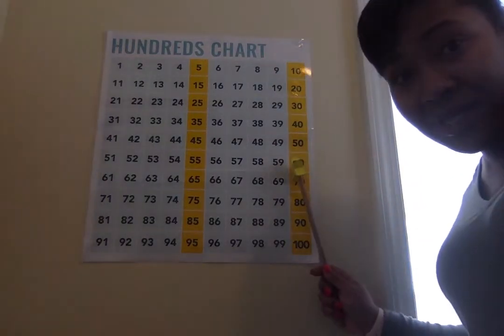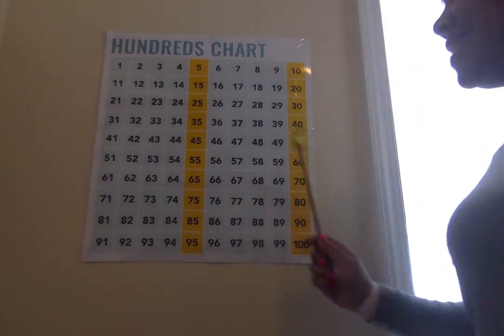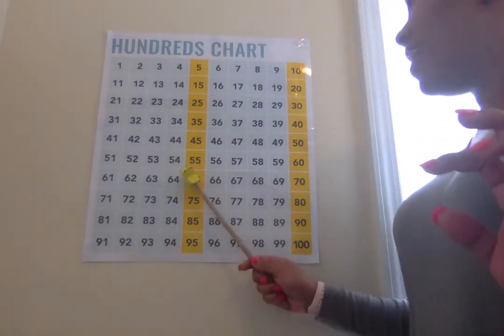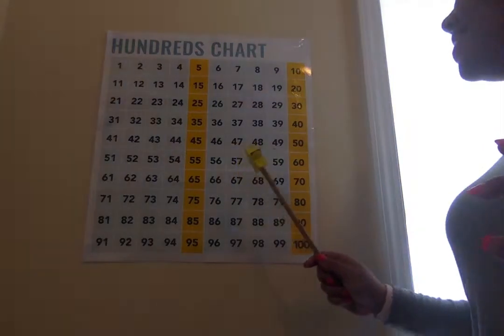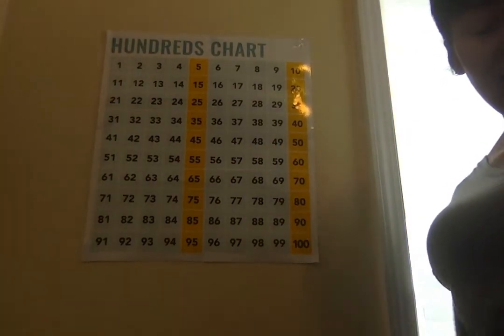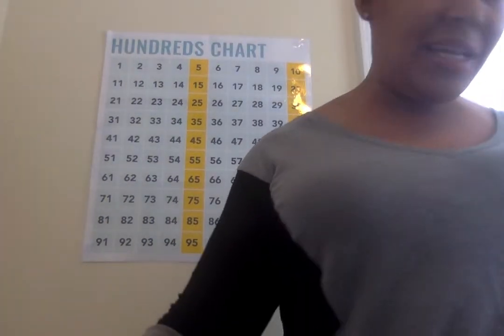Whoa, should we keep counting, Kipsters? Okay, let's keep counting. 61, 62, 63, 64, 65, 66, 67, 68, 69, 70. Whew, that was a lot of counting, Kipsters.